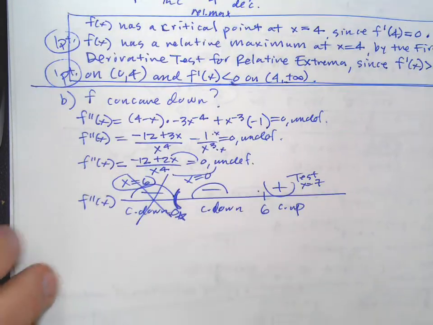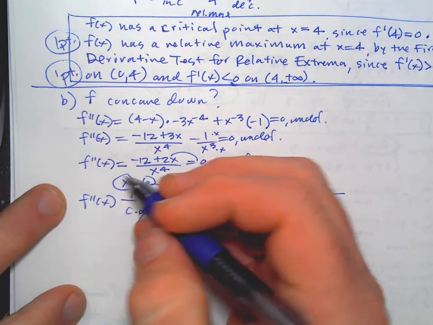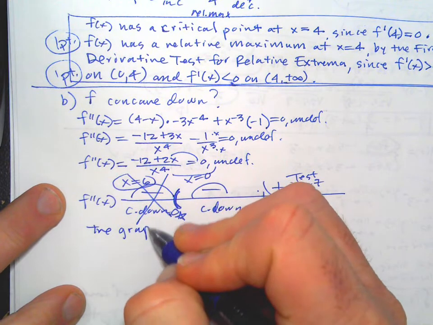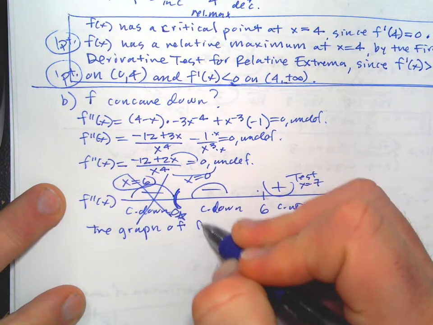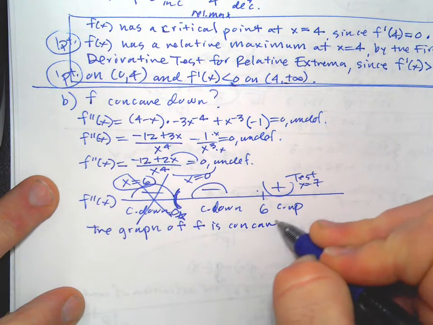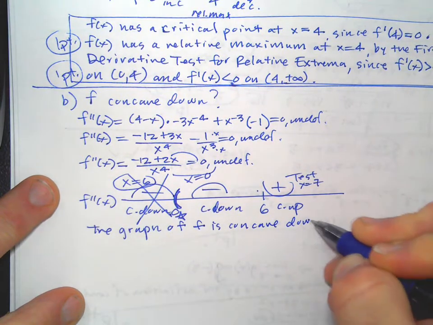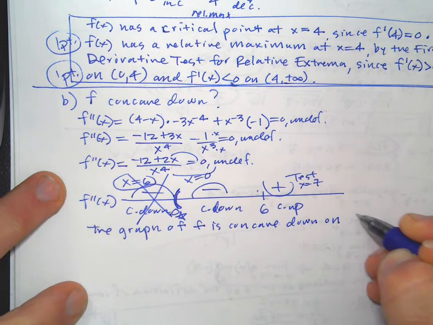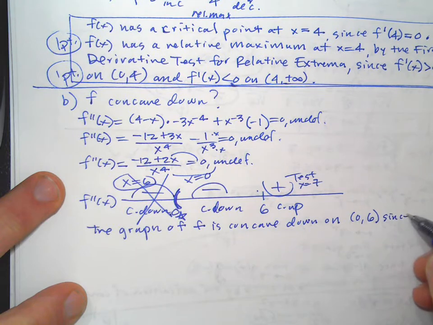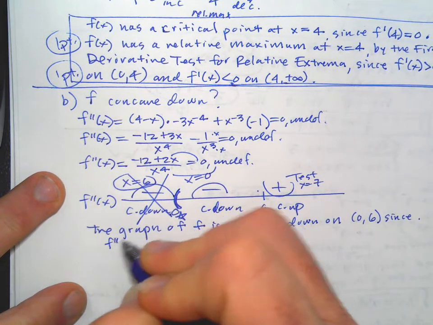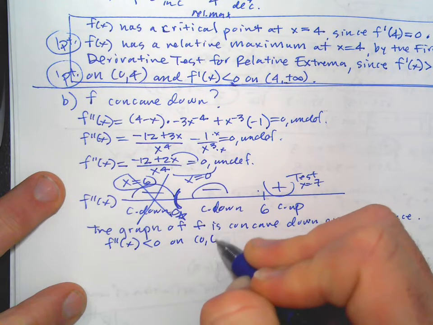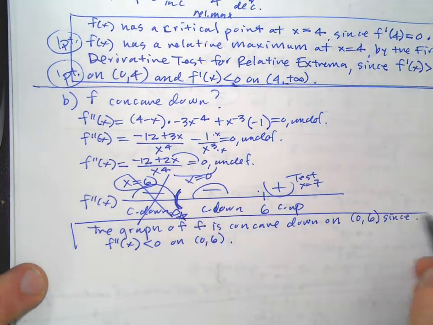So we just need to answer the question now. We say the graph of f is concave down on 0 to 6 since f double prime of x is negative on 0 to 6. That'd be your justification.